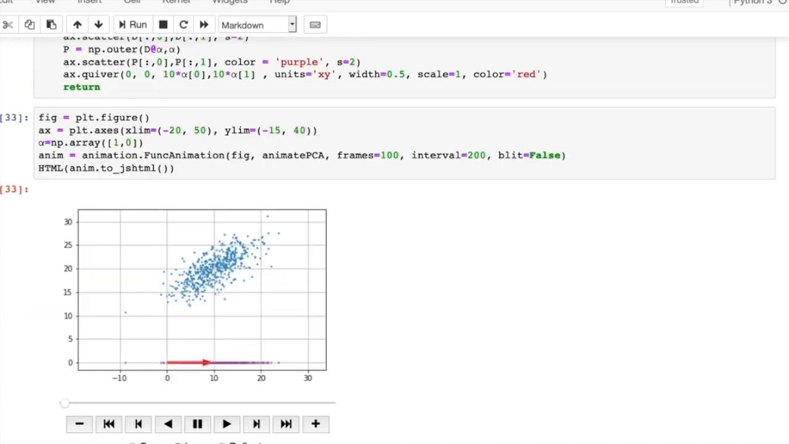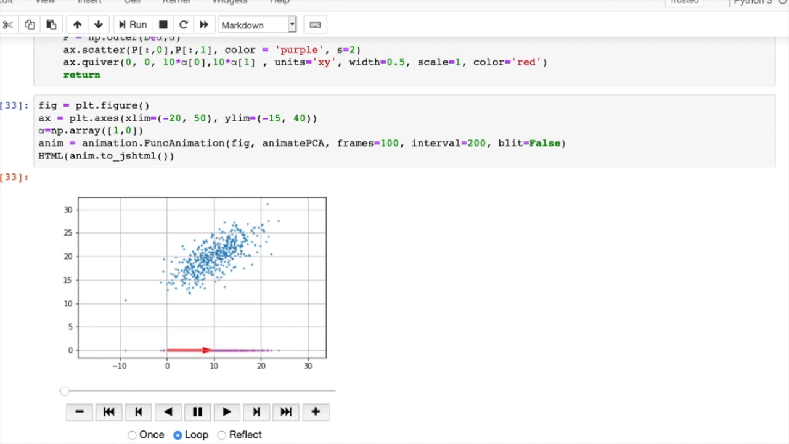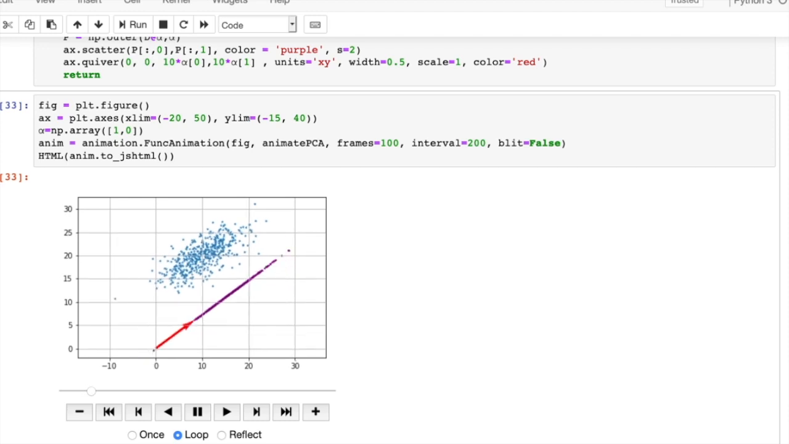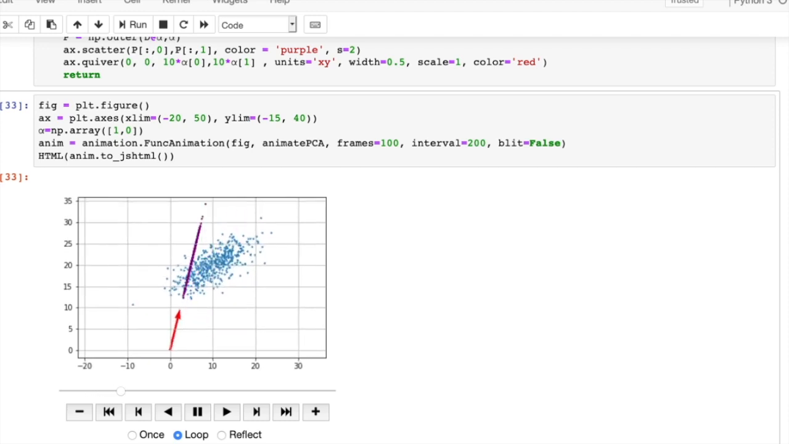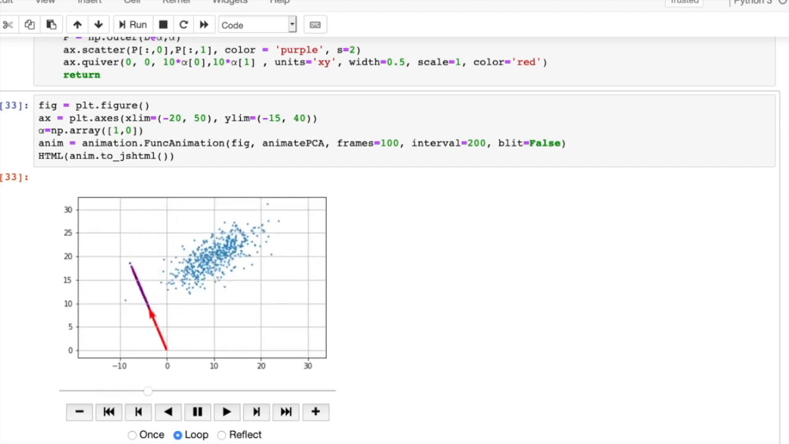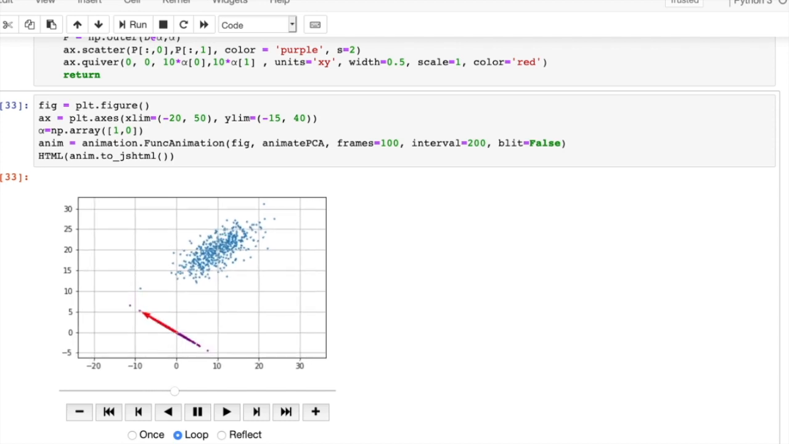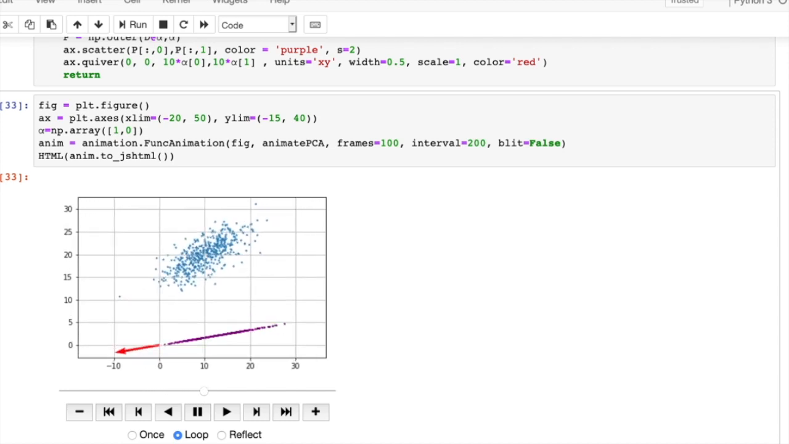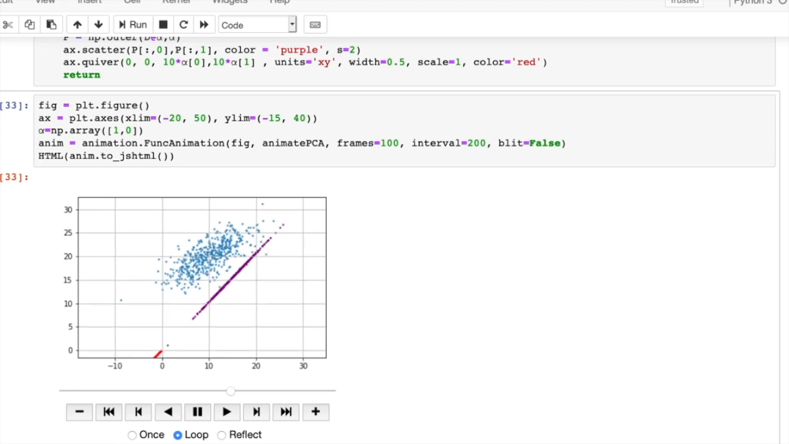To visualize this more, I have made this animation. So we go around with our direction vector, which is the red one, and then we project all the points. And now the question is, which is the direction of maximum variance?